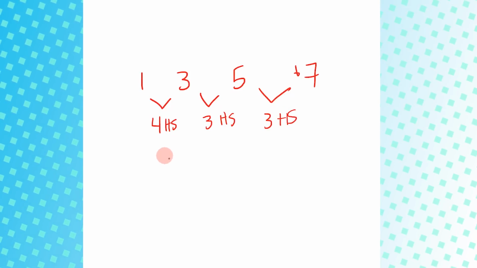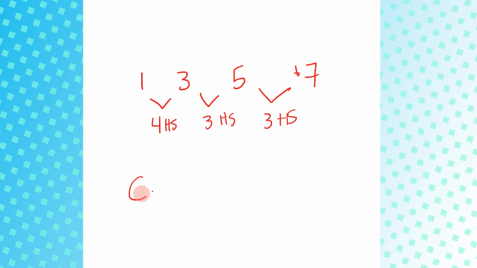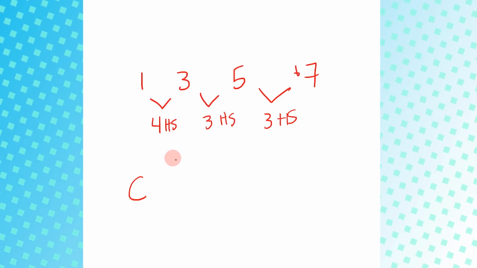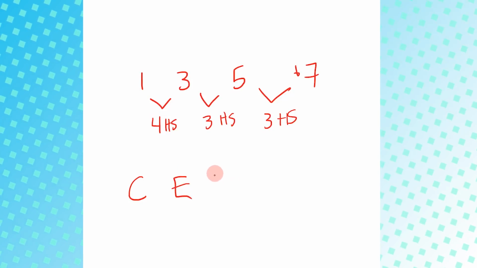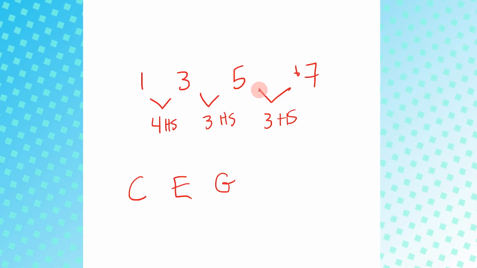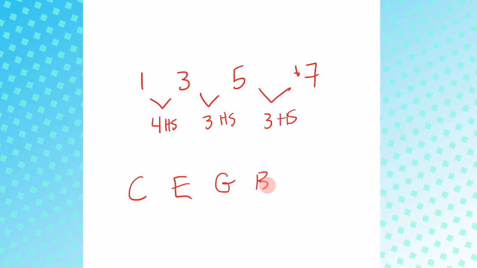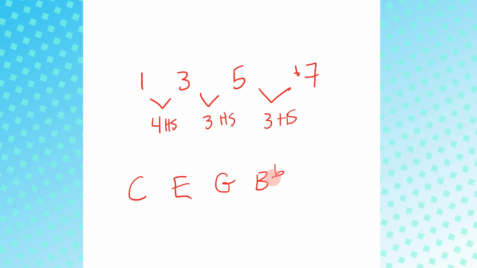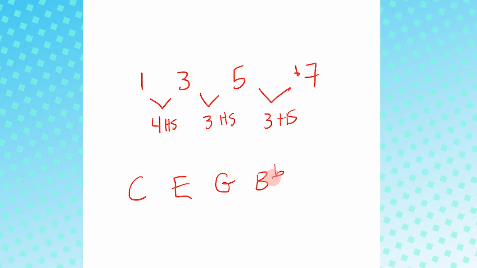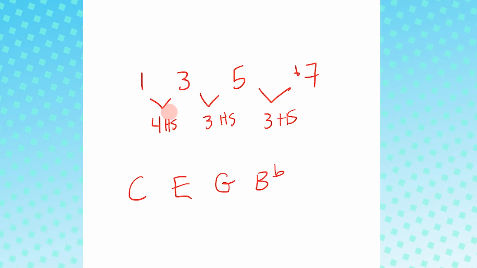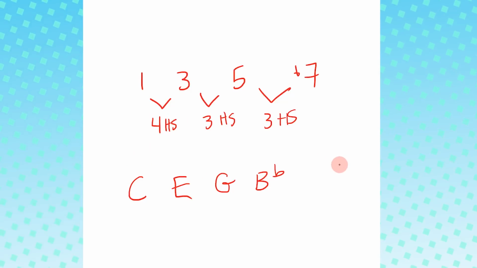So if we're trying to figure out a C7 chord, we would start at C. We would go up 4 half steps, which gets us to E. We go up 3 half steps, which gets us to G. And then we go up 3 more half steps, which gets us to B flat. And this will work with any 7 chord. It's a little easier to think of it in the half step way, but it also helps to have a little bit of scale knowledge as well.